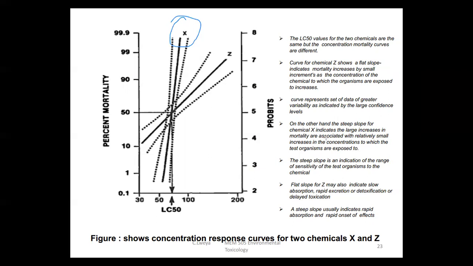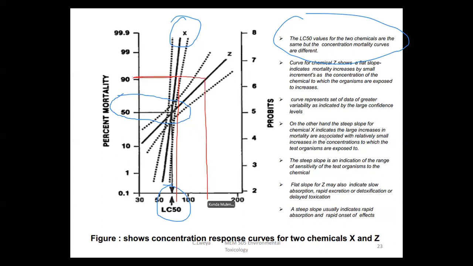Now, this point here says the LC50 value for the two are the same, because the concentration that brings about 50% dying is the same value, which is coming here, but the mortality at different concentrations is different. Talk about 90% mortality rate. If you are to go about 90% mortality rate for X, you come here, the value is about between 50 and 100, but for substance Z, you need something above 100.